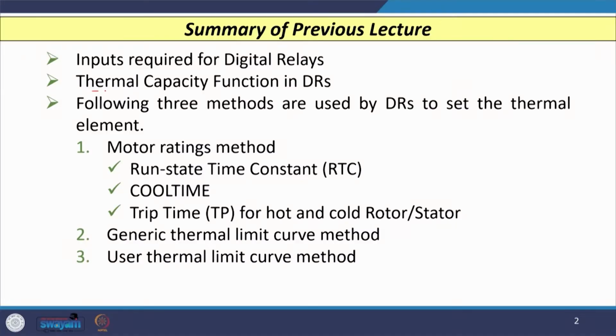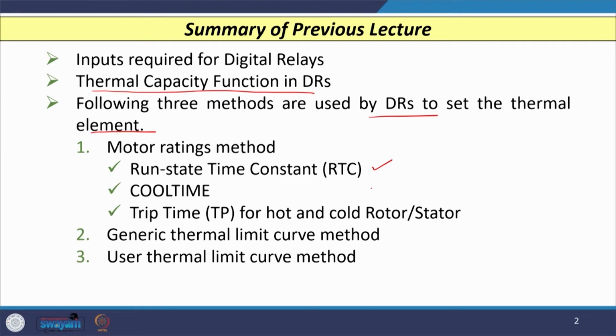Then we discussed the thermal capacity function that is available in digital relays, and we discussed that normally three methods are used by most of the digital relays to set the thermal element. These methods are: first, the motor rating method; second, the generic thermal limit curve method; and third, the user thermal limit curve method.